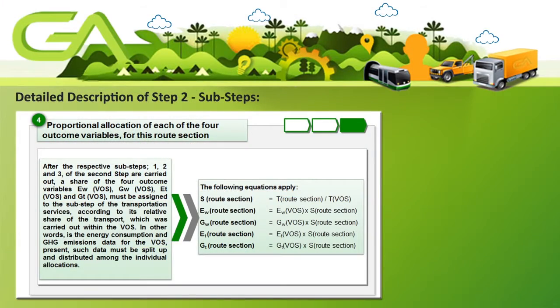S factor of a partial path, wherein the S factor is the calculation of the proportion of the energy and the emissions of VOS, which is assigned to a transport service on a partial section. The third equation is the well-to-wheel emission factor for the fuel consumed part of the journey is similar to the well-to-wheel emission factor for the fuel consumed of VOS, also multiplied by the S factor of a leg.